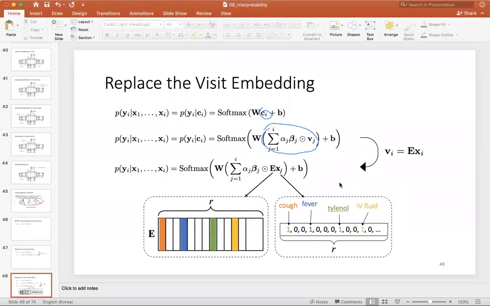Next step is VJ, or VI to be more precise, which was EXI. So VI was just a simple linear transformation of your raw input, the sparse binary vector, into the lower dimensional embedding, 128 dimensions or 256 dimensions. So what you do is you simply replace the VJs with EXJ because of this relationship.